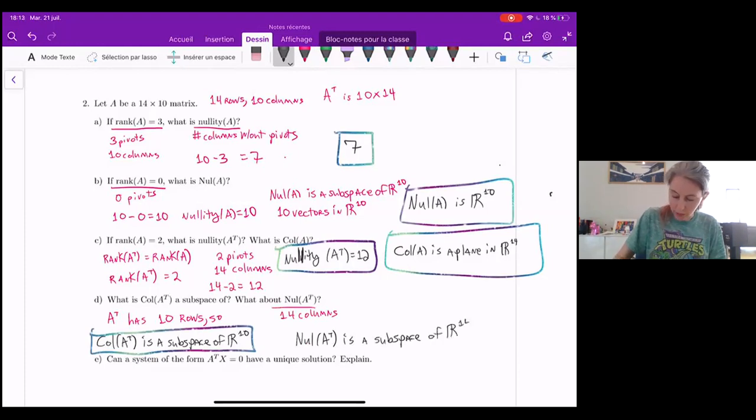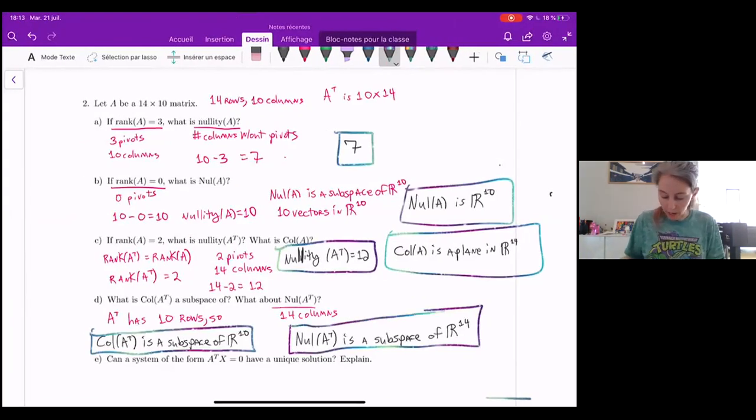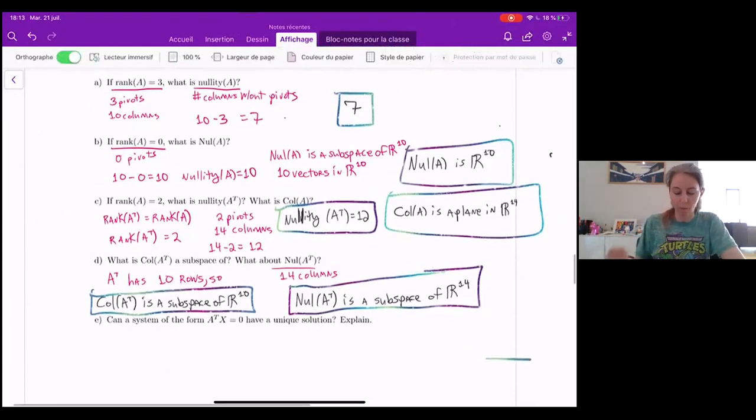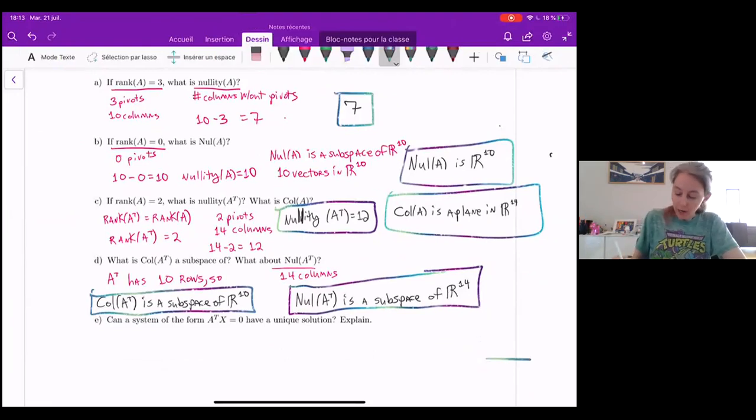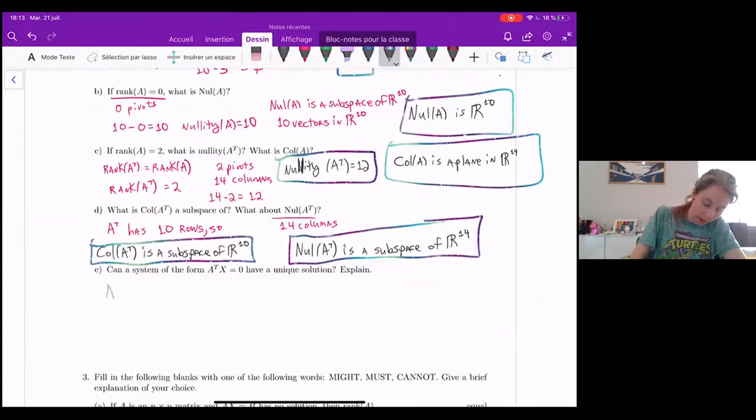of R14. Okay, so this next question might be a little bit more complicated because it's not really giving us any information. So this is saying, can a system of the form A transpose X equals 0 have a unique solution? So this actually brings us back to something that we did in the first week of class. I know that A transpose is a 10 by 14 matrix. A transpose is 10 by 14, which means it has 10 rows and 14 columns.